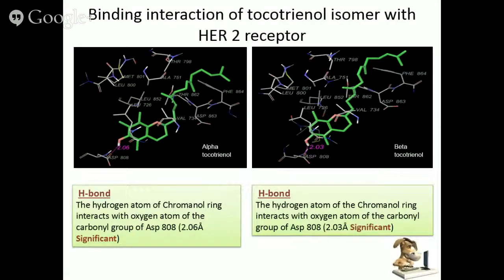Here also is the binding of tocotrienol isomers with human epidermal growth factor receptor. In this one we can also find a strong bond in alpha tocotrienol between the aspartate and the hydroxide group of the cyclic group of the chromanol ring. And the hydrogen atom of the chromanol ring also interacts with the oxygen atom of the carbonyl group of aspartate 808, and it's also a significant bond.